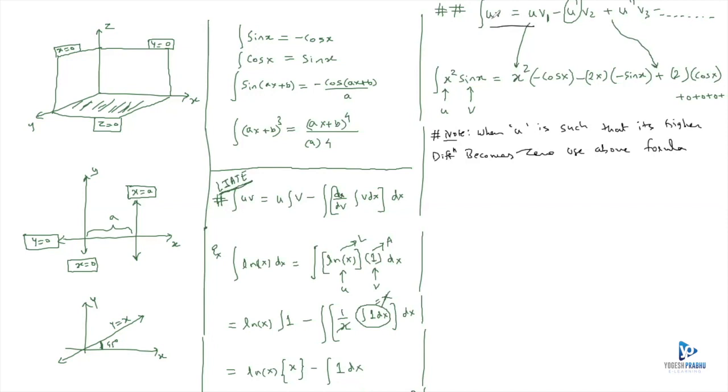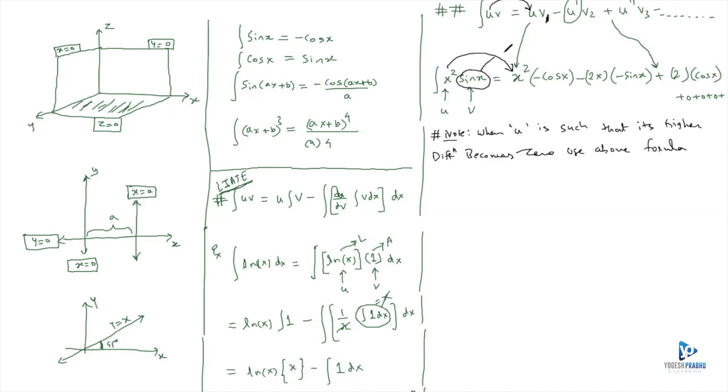And that one is the integral of uv1 minus... You remember u, that the first term remains as it is. You see, x squared remains. And then v1, v1 is the first integral of v.